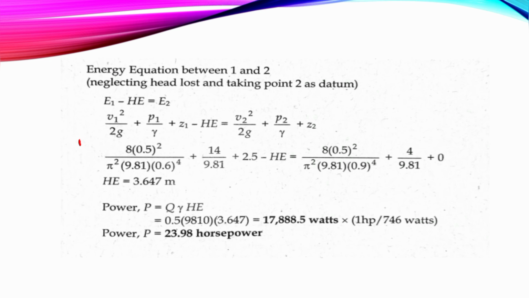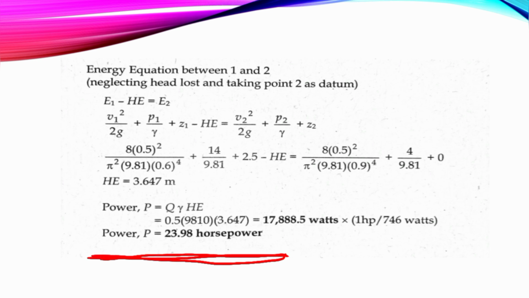Since the pipe is using the turbine or motor, we are going to use this equation, and this equation is from equation 28. Then substituting the value of HE and discharge, we will have the value of power, which is required in the problem, and this is the answer.